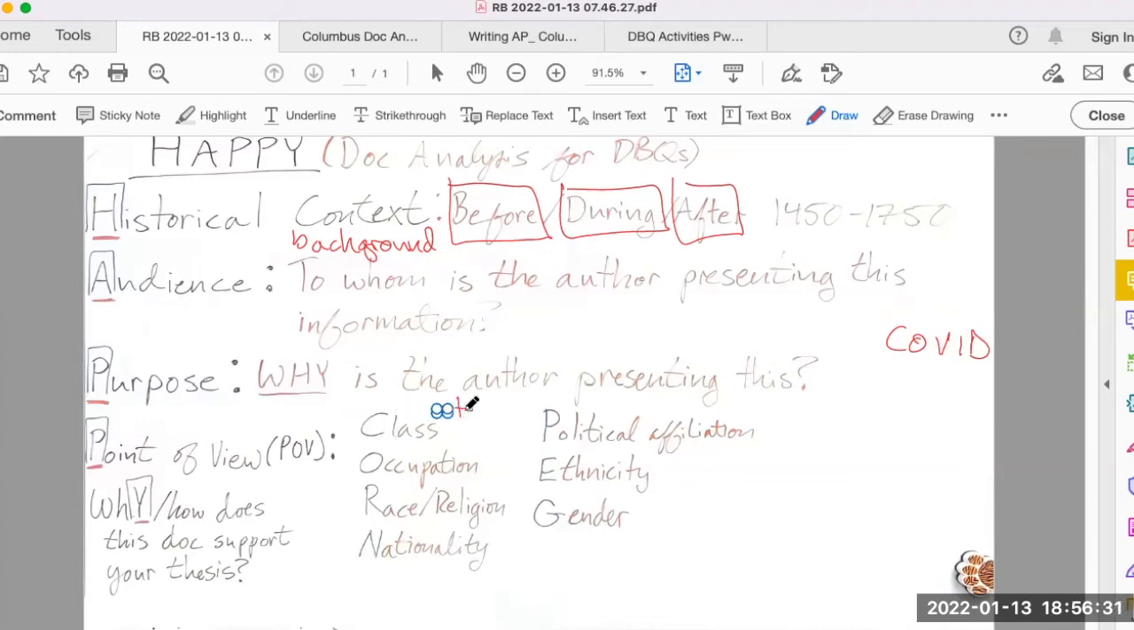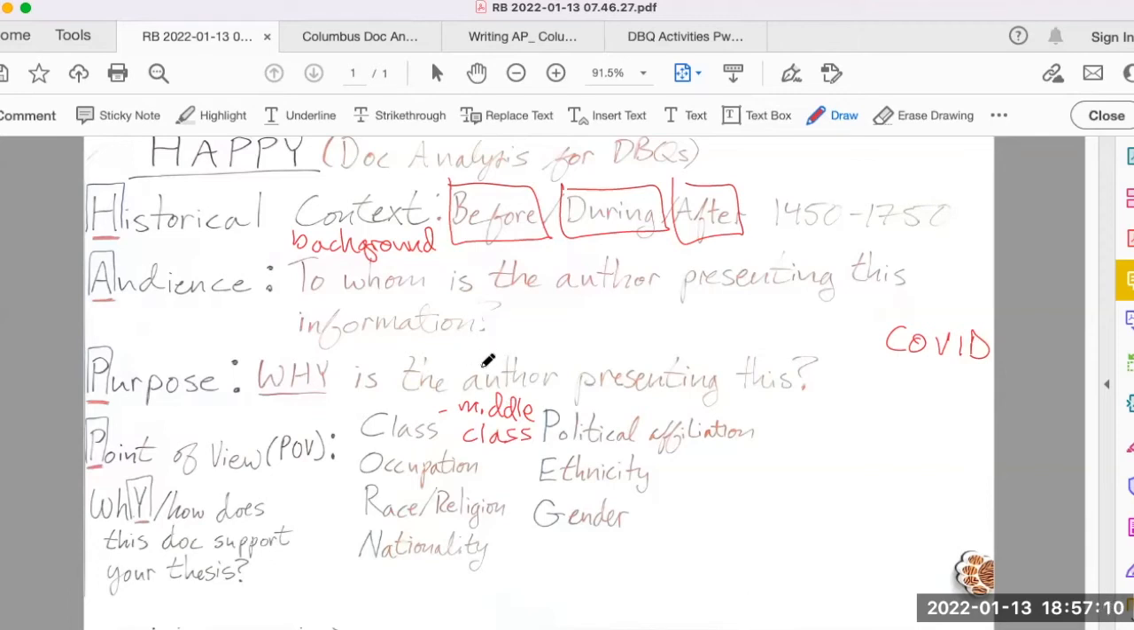Well, I am a teacher. I am not incredibly wealthy, and so I am not going to be in the top 1%, but I'm also not at the very bottom of the socioeconomic scale. So we would classify my class as middle class. I'm not wealthy, but I'm not living paycheck to paycheck necessarily. Compare that to, say, the King and Queen of Spain. If we were analyzing a document by the King and Queen of Spain, we wouldn't put them in the middle class, we would put them in the wealthy class.